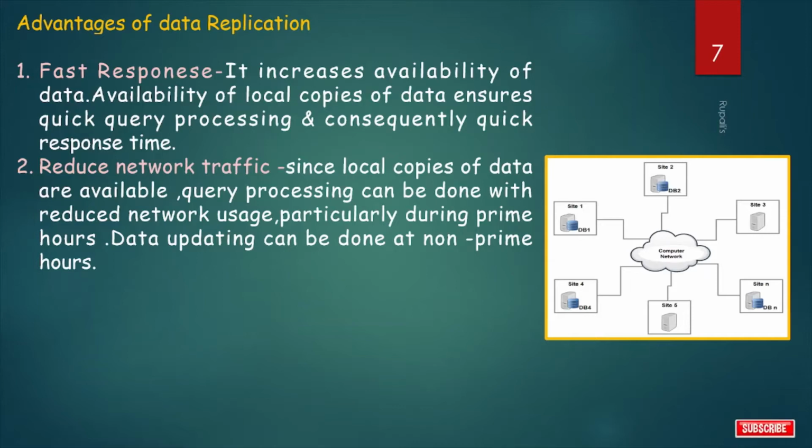Since local copies of data are available, query processing can be done with reduced network usage, particularly during prime hour. Prime hour means everyone requires that particular data. So that is the prime hour. But if that data is available at the local site, then it reduces network traffic. But the data updation is done at non-prime hour.